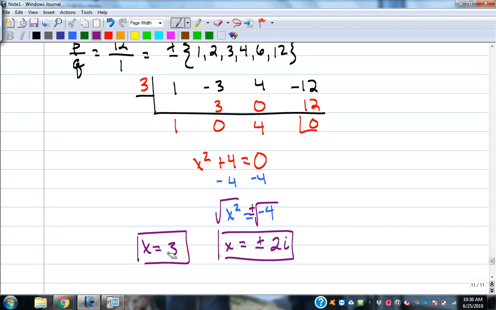I had one place where it crosses the x-axis. I should have 3 solutions because it's x cubed. Those other 2, one is positive 2i, the other one is negative 2i. Okay.